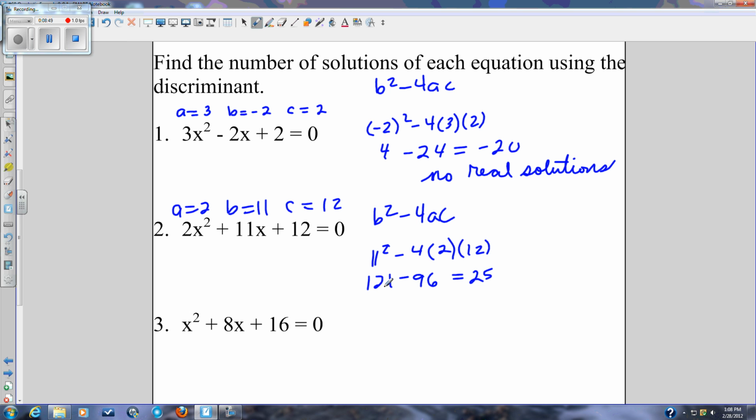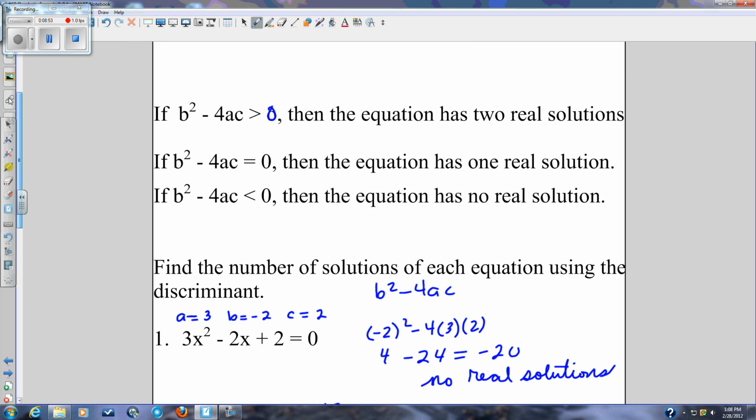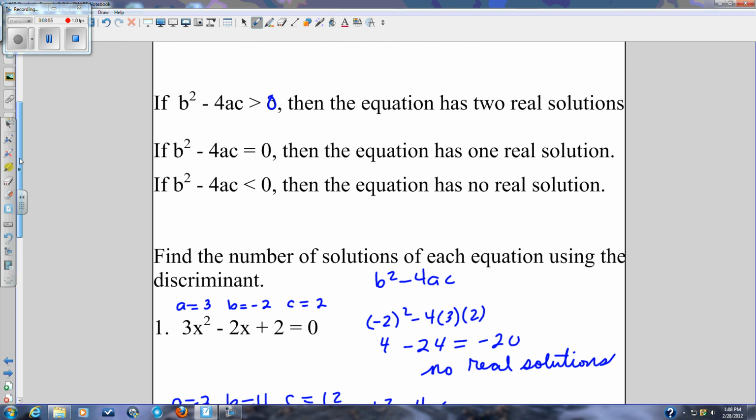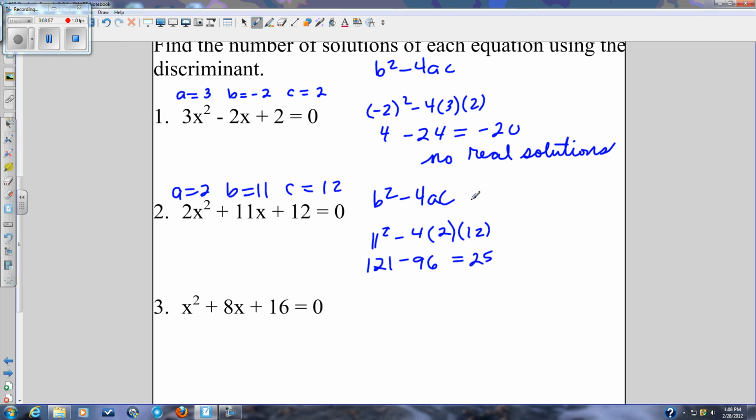Well, we said that if b squared minus 4ac was positive, if it was greater than 0, that's your first one, then you had two real solutions.